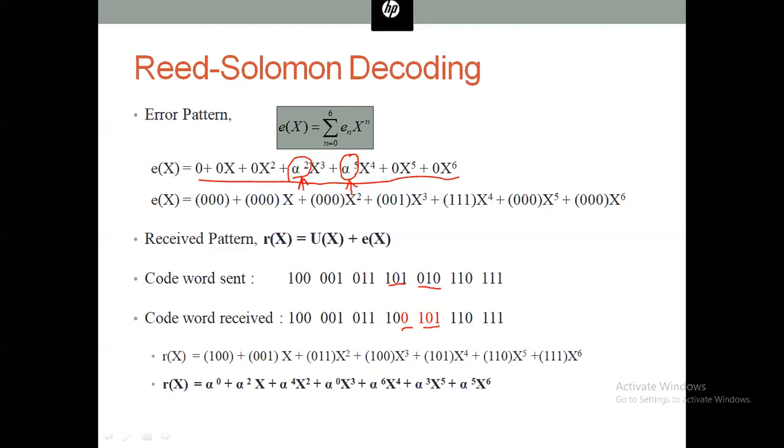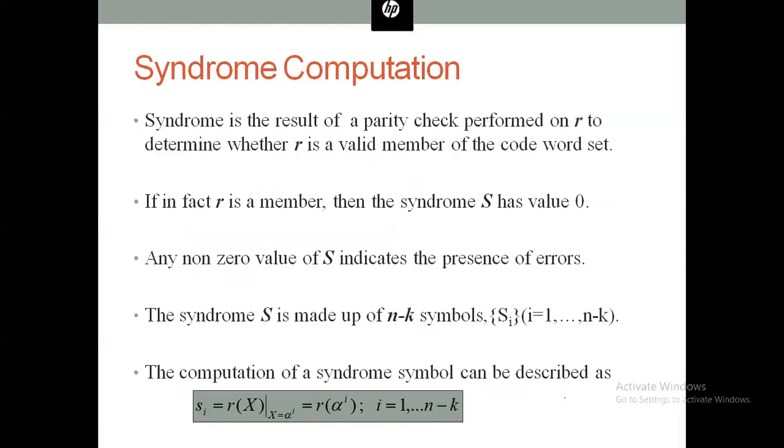So the received word is in fact this received vector. Now, to check that the received vector is equal to u of x, if the roots give us the 0 result, then it means that it is the correct code word. If the roots give us the wrong result, non-zero values, it means they have some errors.